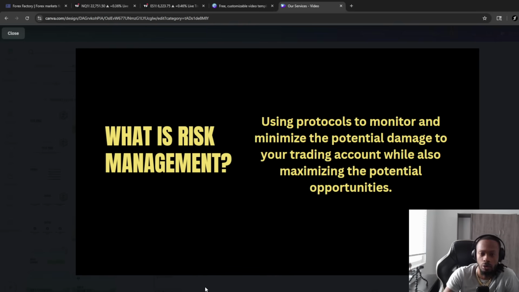Now, what is risk management? Okay, now this is obviously a Google definition, but I'm going to read it out for you, and then I'm going to explain to you what I think risk management is. Risk management is using protocols to monitor and minimize the potential damage to your trading account while also maximizing the potential opportunity. Okay, so that's Google. My definition of risk management is understanding how much money you're putting on per trade. Okay, that's it. Let's just keep it as simple as that.